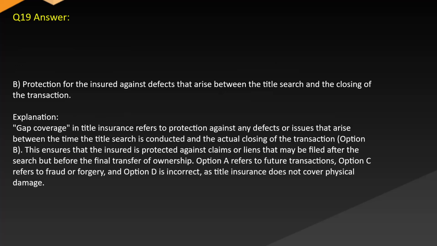Answer: B. Protection for the insured against defects that arise between the title search and the closing of the transaction. Explanation: gap coverage in title insurance refers to protection against any defects or issues that arise between the time the title search is conducted and the actual closing of the transaction. Option B. This ensures that the insured is protected against claims or liens that may be filed after the search but before the final transfer of ownership. Option A refers to future transactions. Option C refers to fraud or forgery, and option D is incorrect, as title insurance does not cover physical damage.